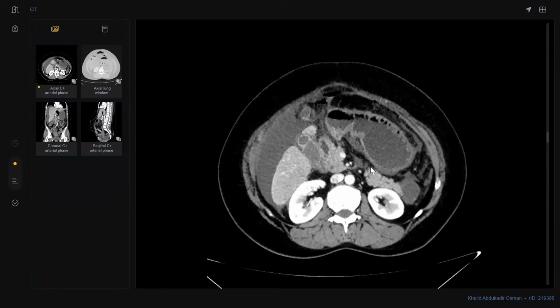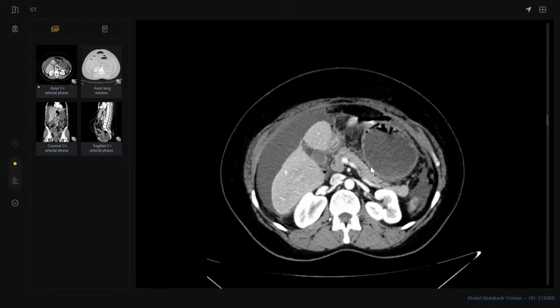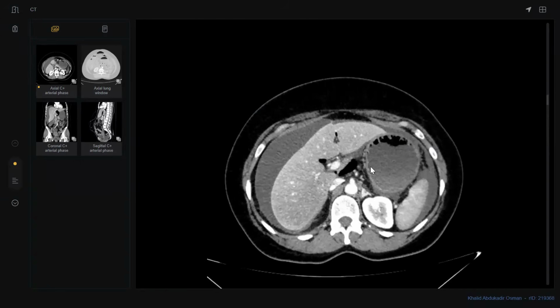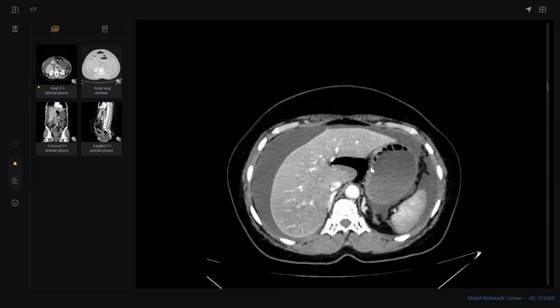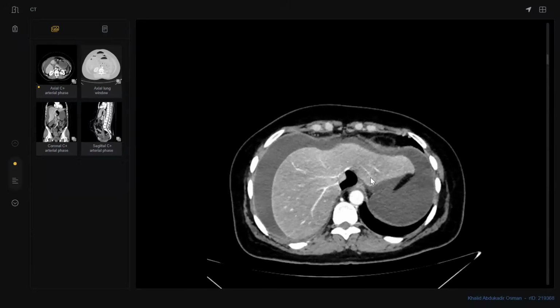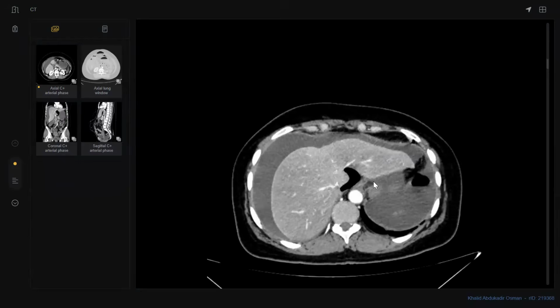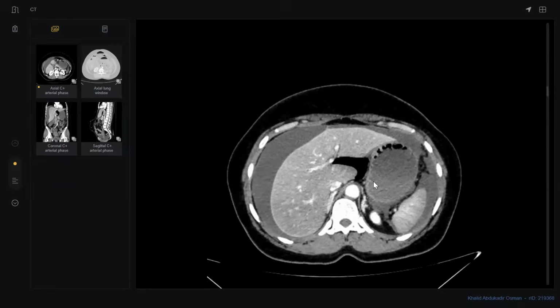Okay, so I'm presented with a CT with contrast. I'm just going to scroll from the first to the last image before giving my comment. Okay, so this is the last. Sorry, I'm struggling just with the scrolling. It's taking a lot of time.